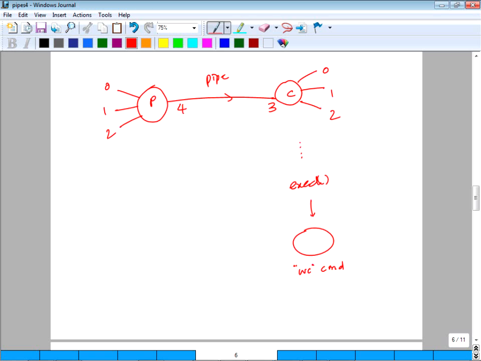It knows only processes 0, 1, 2. So we have to do some additional adjustments to make it only 0, 1, 2. That's where the dup command comes in. You have to make this 3 look like 0. So what we want effectively is for the data to come in like this. Do you agree? We want the pipe to look like standard input. How do you do that?